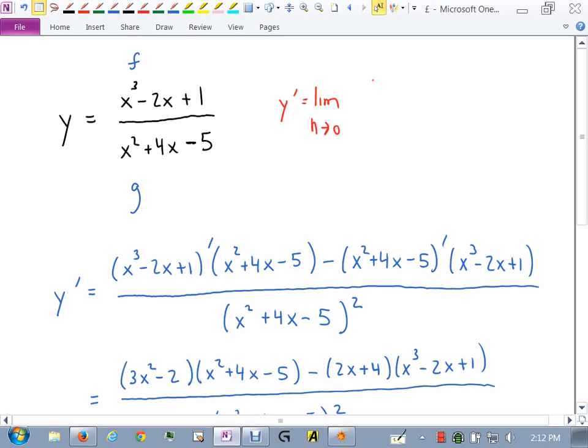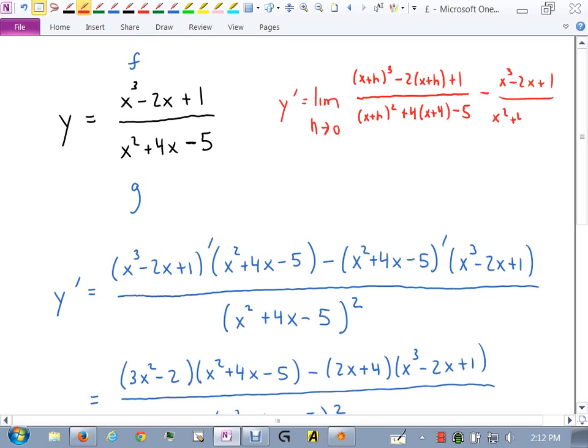f(x+h) = (x+h)^3 - 2(x+h) + 1 over (x+h)^2 + 4(x+h) - 5, minus f(x) = x^3 - 2x + 1 over x^2 + 4x - 5, all of that over h.